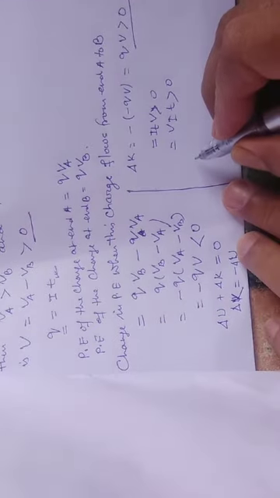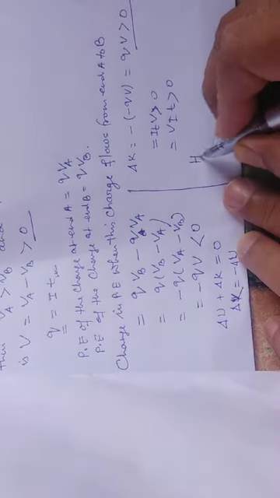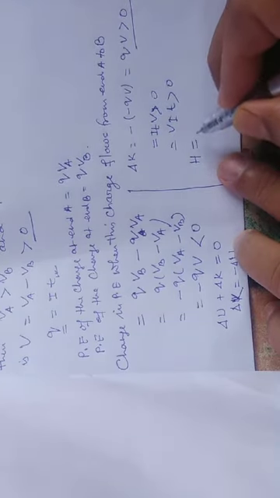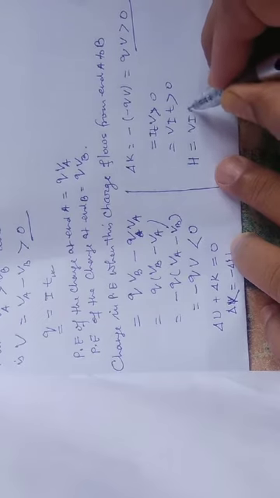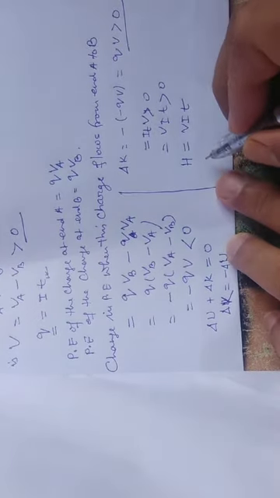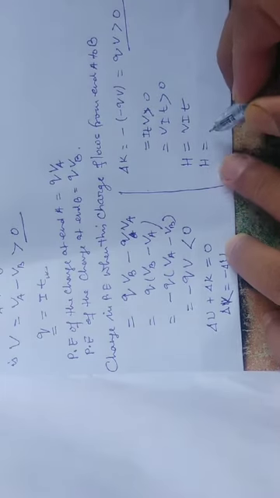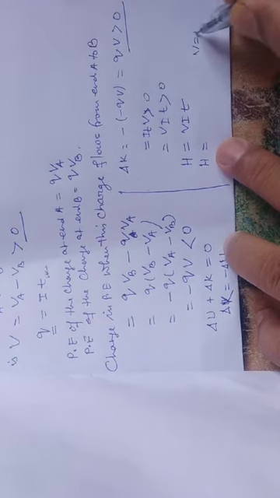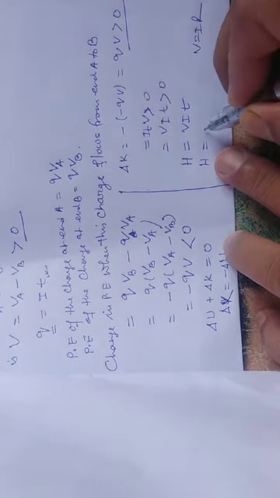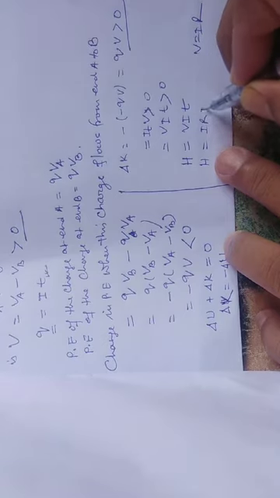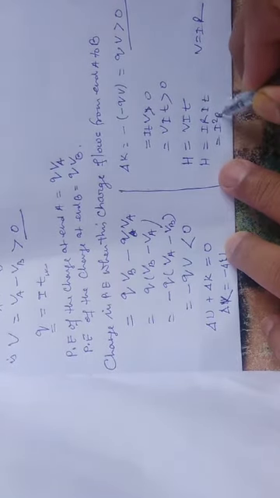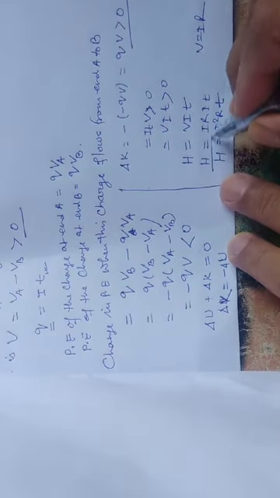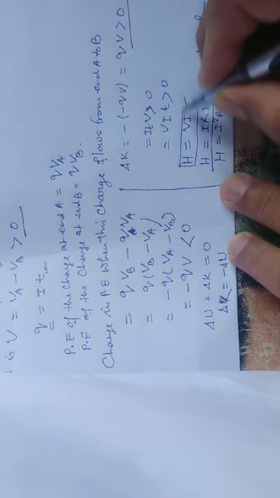So amount of heat produced across the ends of the conductor when a current I flows through it for time t is given as H is equal to VIT, or we can write it in different forms by using the relation V is equal to I into R. So it becomes I into R into IT, so it becomes I square R into T. This is one more relation for heat produced.